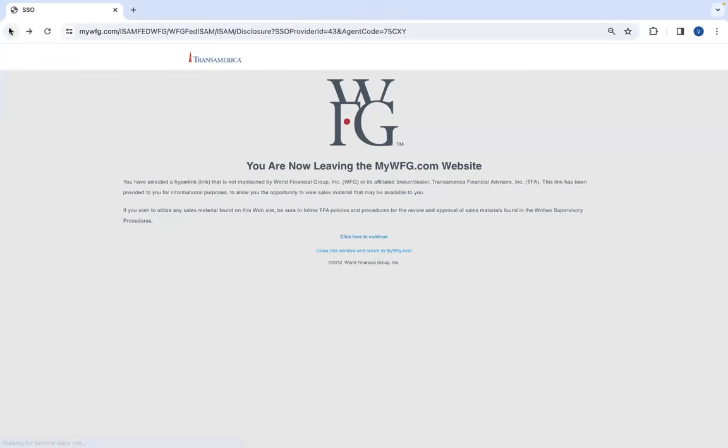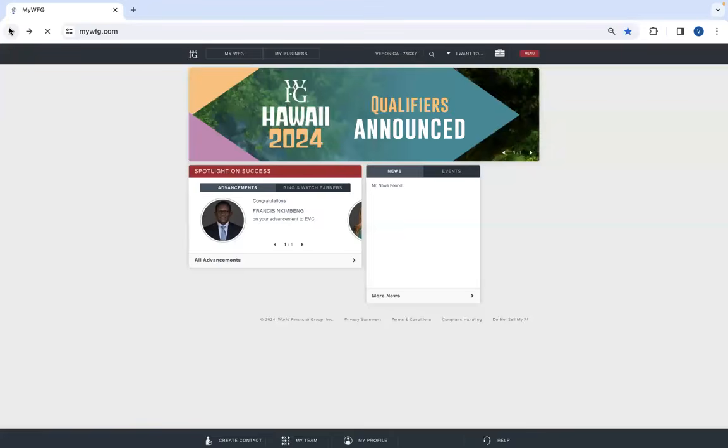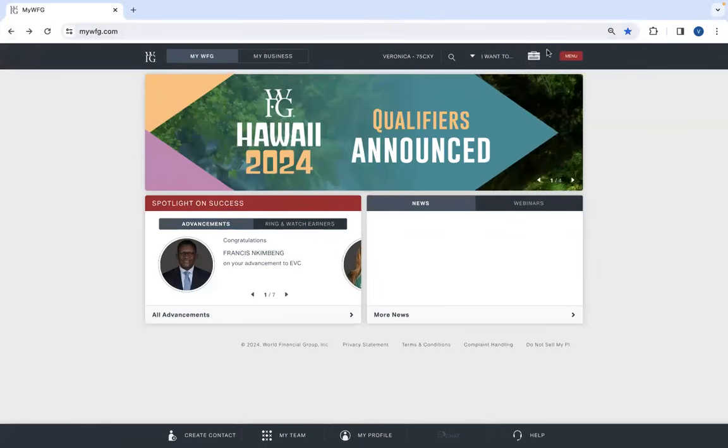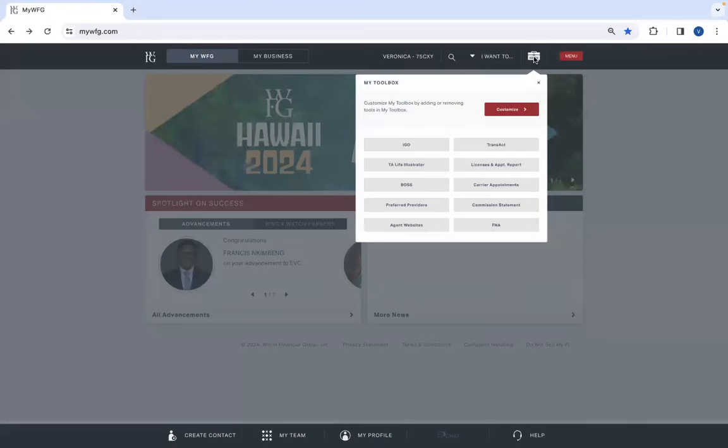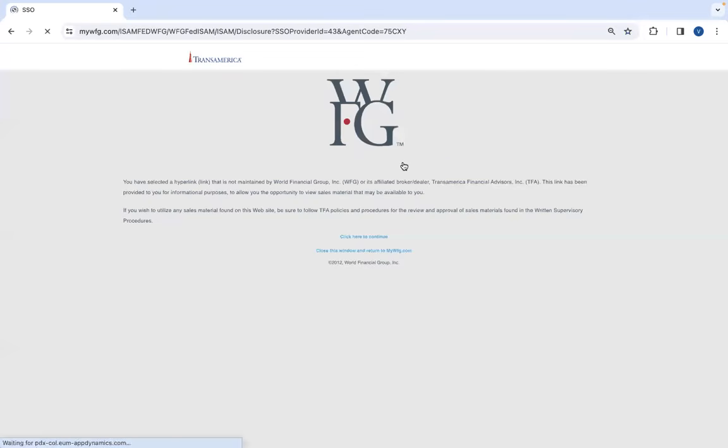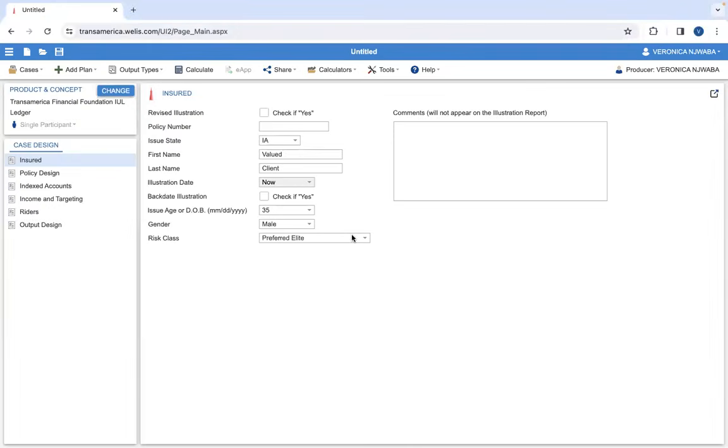Now, another way of accessing this. If you have your toolbox set up on the top right corner, there's like a briefcase. If you click on this briefcase and you see a Transamerica Life Illustrator and click on it, still it's a shortcut, right? Click here to continue. It's still going to bring you to the same exact illustration. You're going to notice there's your name on the top right corner. Does that make sense? All right.